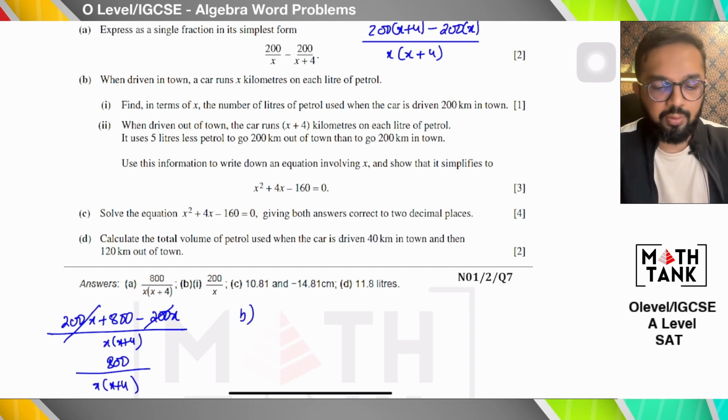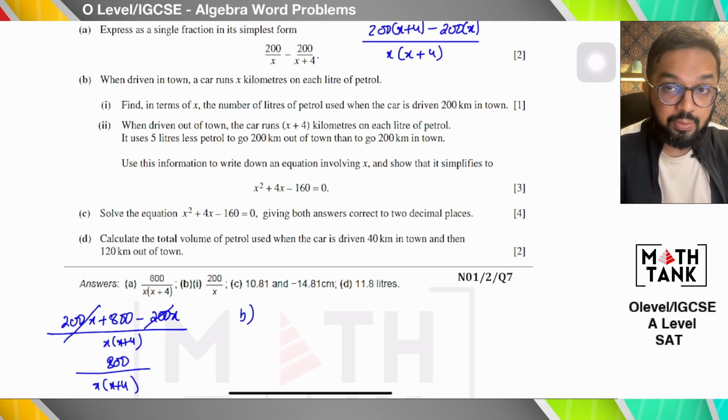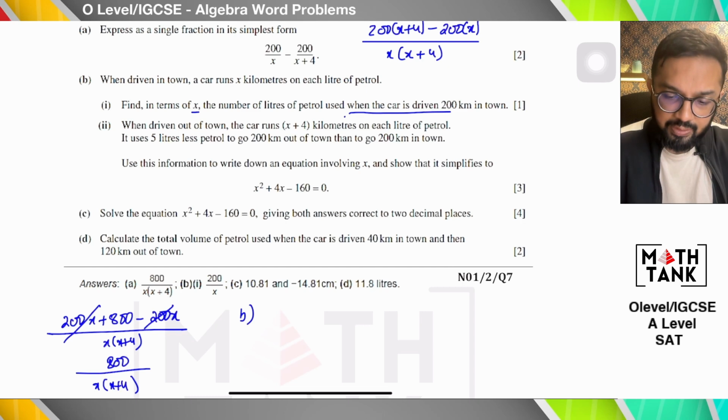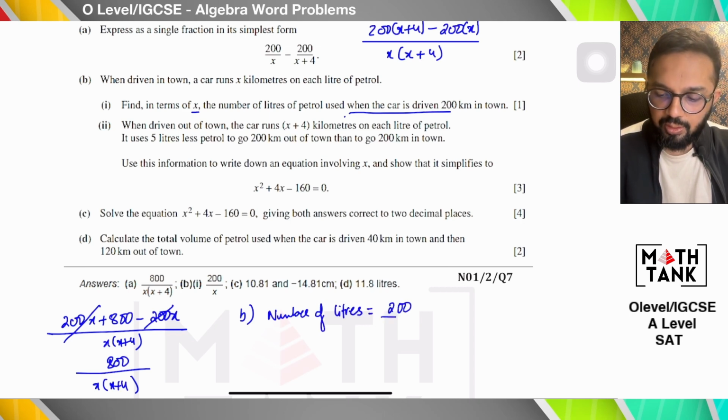Part B. When driven in town, a car runs x kilometers on each liter of petrol. Find, in terms of x, the number of liters of petrol used when the car is driven 200 kilometers in town. So if it runs x kilometers on each liter of petrol and I'm asking you to find the number of liters, the number of liters will be the total journey divided by the kilometers per liter. So that is x. So 200 over x.